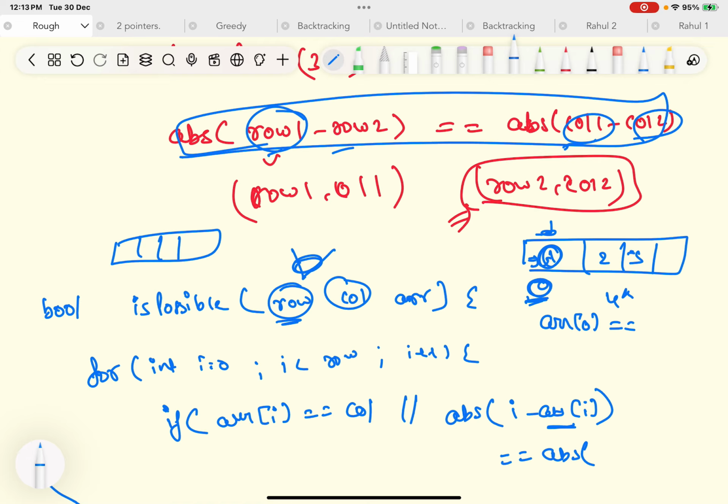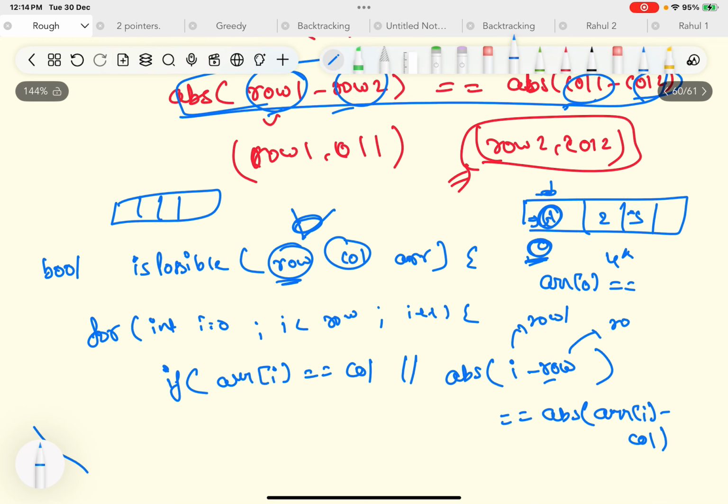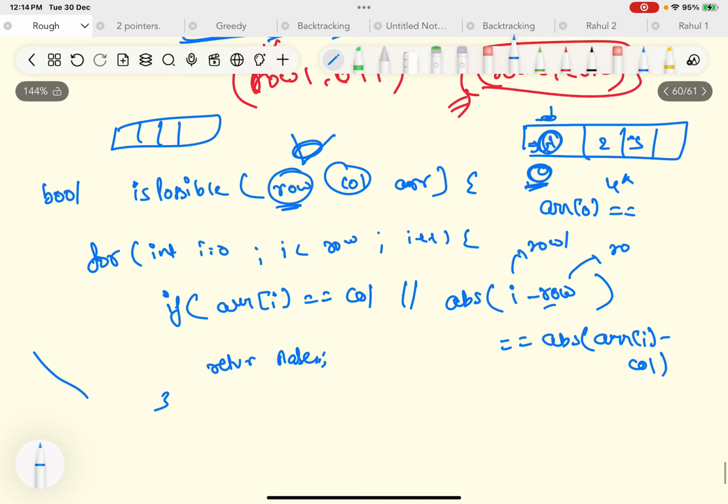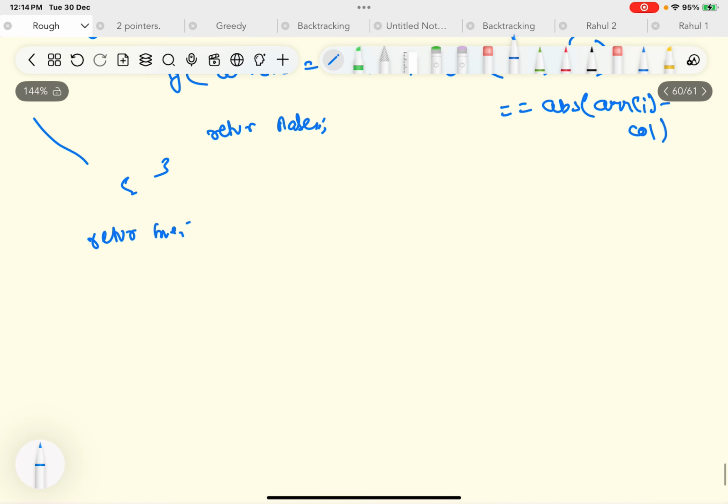So what is the column? Sorry, i minus the row where we are putting, so this is row 1, this is row 2. Row 2 is where we are putting, absolute of column, that means array of i minus column. If any of these two conditions are true, return false. It means that queen cannot be placed at row, column. Else return true after this loop. Have you got it?